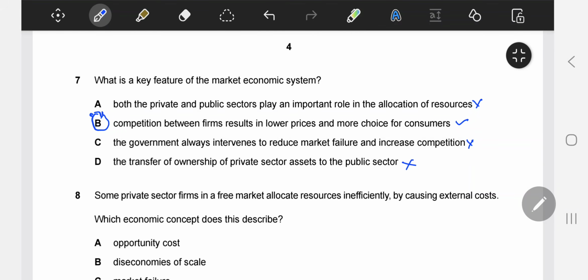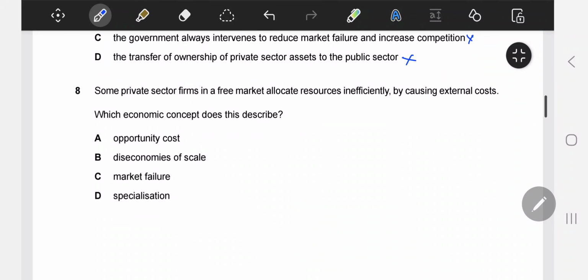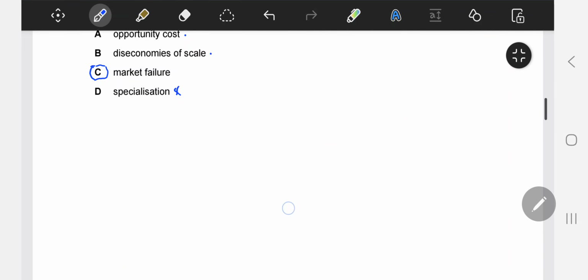Okay, let's go to question 8. Some private sector firms in a free market allocate resources inefficiently by causing external costs. Which economic concept does this describe? Opportunity cost? Possibly. Economies of scale? If it's an external cost, it's probably market failure. The concept of external cost comes out clearly in market failure. It's not specialization of cost.